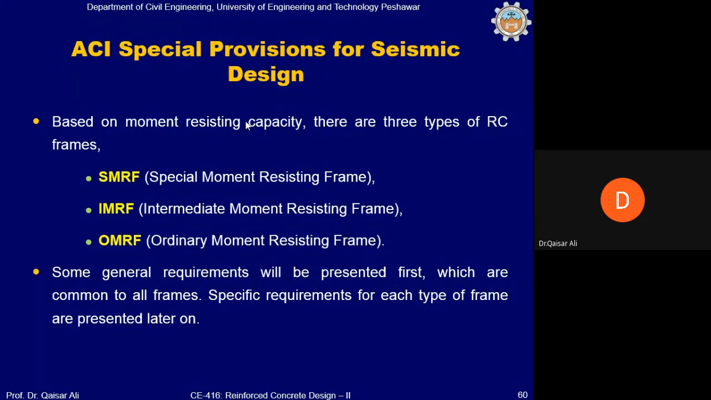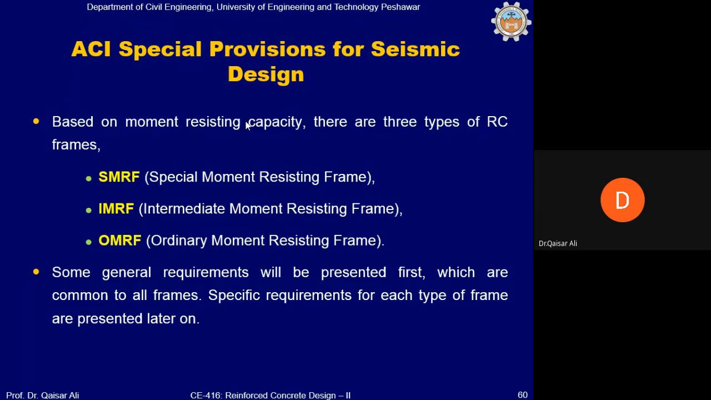And there is another type of frame called OMRF, ordinary moment resisting frame. In this OMRF, R factor is equal to 3.5, but then there are no provisions. There are no seismic provisions for this type of frame. Okay, this was with regard to the types of frames.